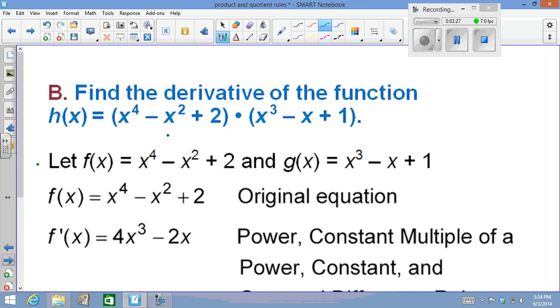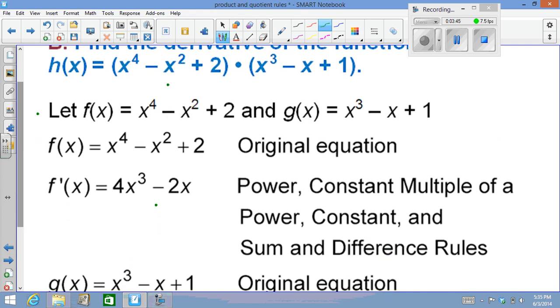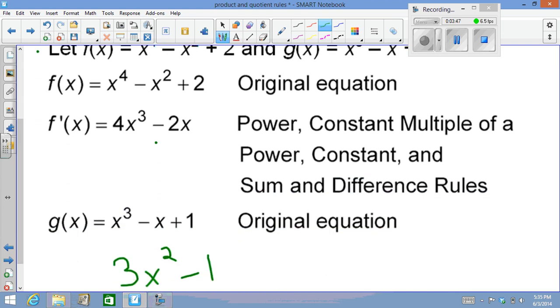So here's another one. It's a little bit longer. Notice that this time we're multiplying two trinomials. So when I'm multiplying two trinomials, I would take the derivative of the first, which is f of x, which would be 4x cubed minus 2x, which is right there. And then I would take the derivative of the second, which is our g of x. So the derivative of that would be 3x squared minus 1.